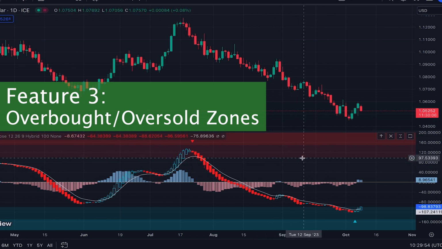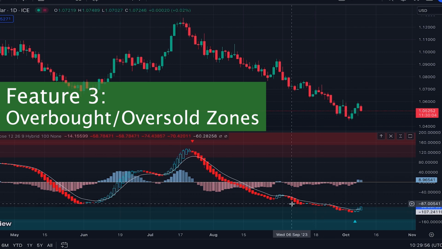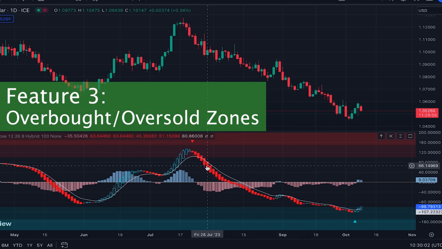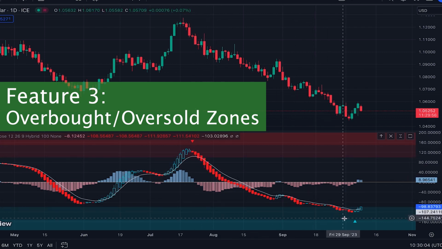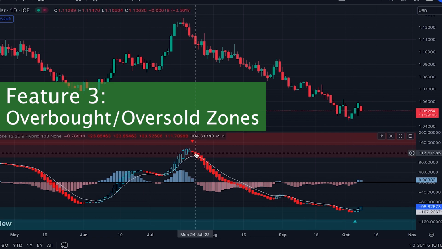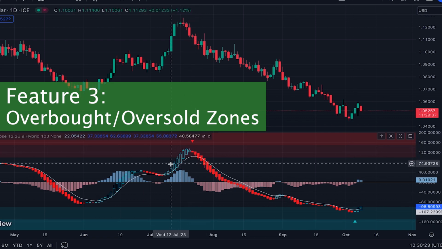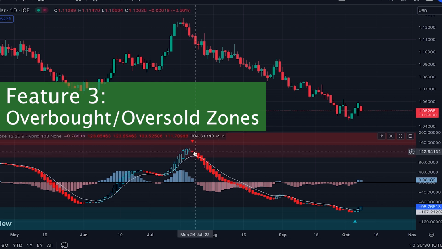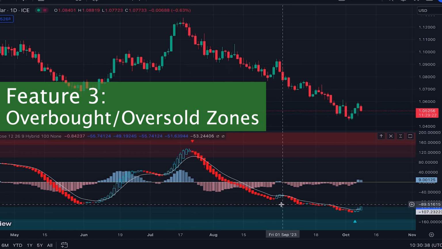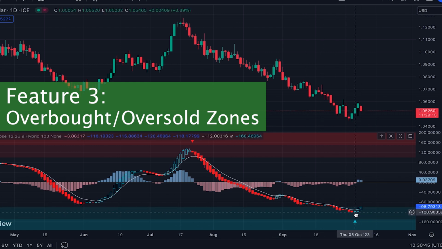So it helps us to identify when the market is overbought or oversold, and it also gives us buy-sell signals with the help of these small triangles, which actually appear when the Heikin-Ashi candles change color. So when it becomes overbought and the Heikin-Ashi candles change color to red, it gives us a sell signal, and on the other hand, when it becomes oversold and the Heikin-Ashi candles change color to blue, it gives us a buy signal.